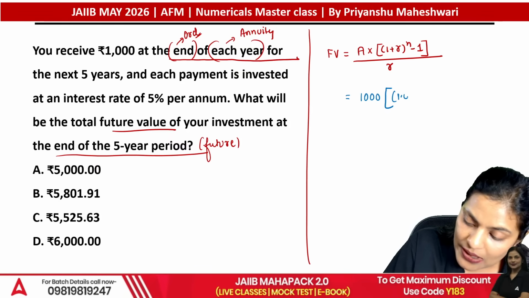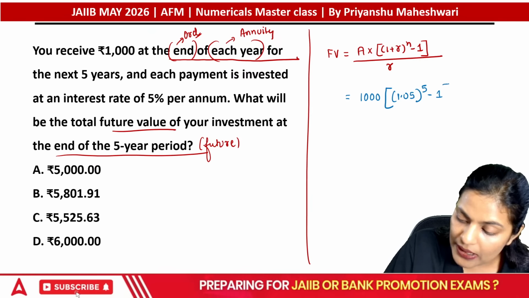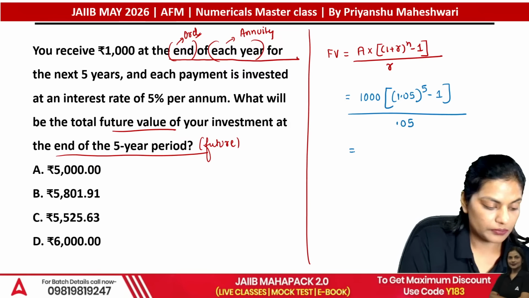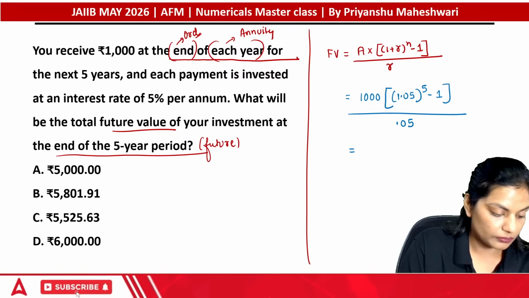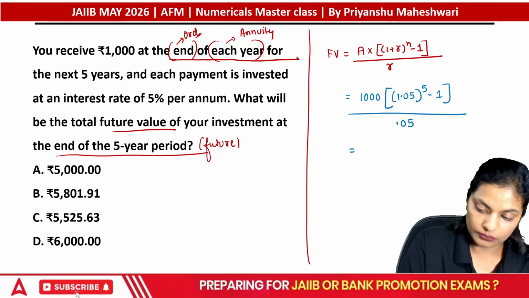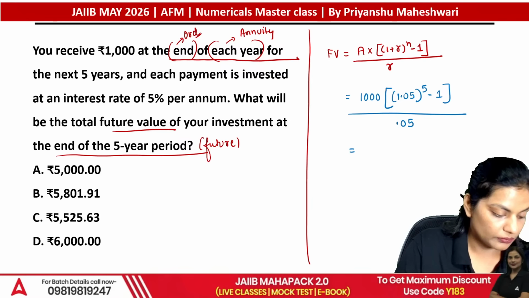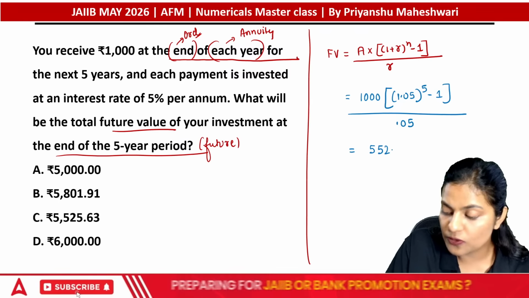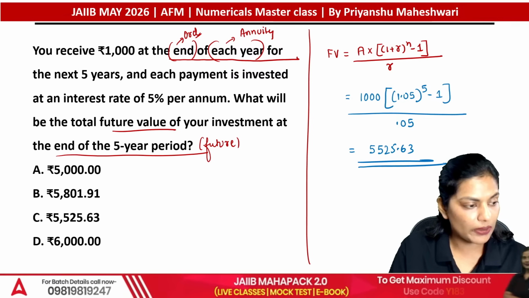So 1.05 power n, that's 5 years, minus 1 upon 0.05. So this will give us 5525.63. Correct, everyone?